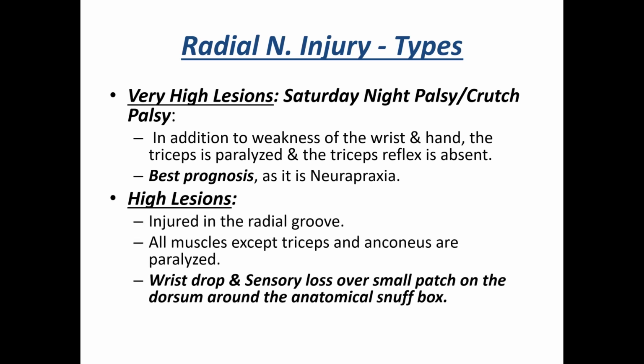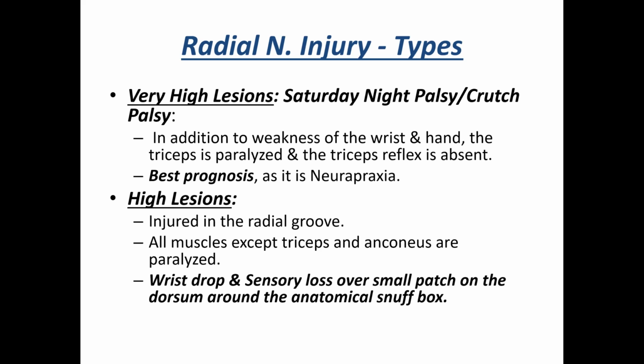The next type of radial nerve injury is the high radial nerve palsy, and high radial nerve palsy typically occurs when the radial nerve gets injured in the radial groove. In the radial groove, the muscles, namely the triceps and the anconeus, have already received their innervation before the injury occurs in the spiral groove, and therefore triceps will be spared.